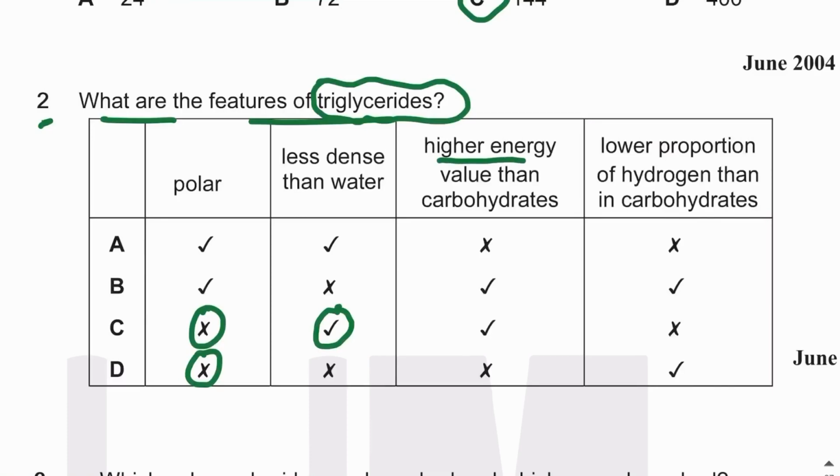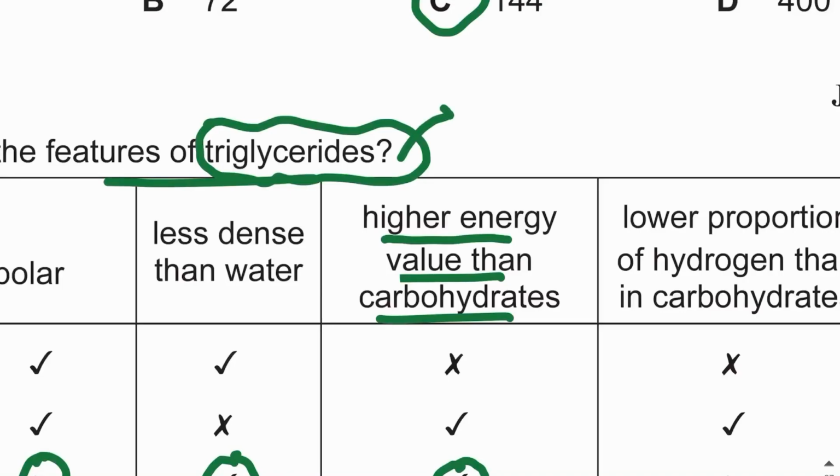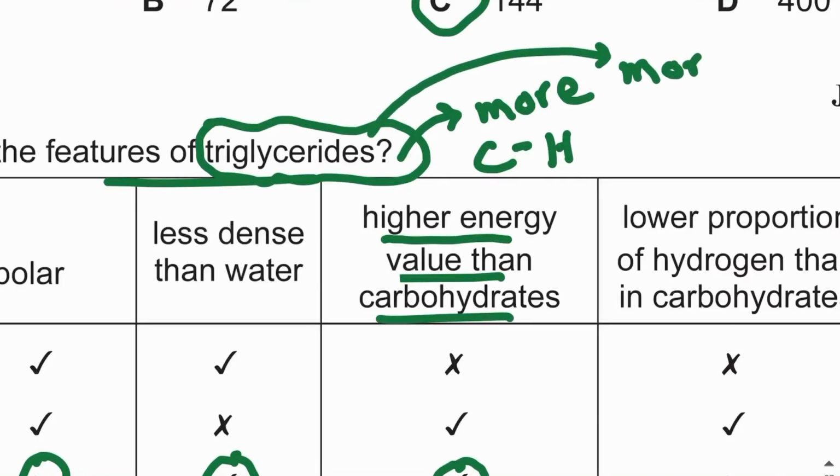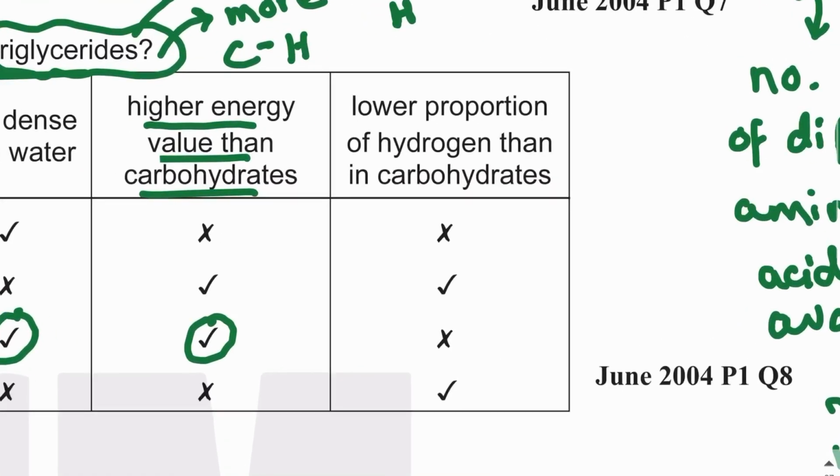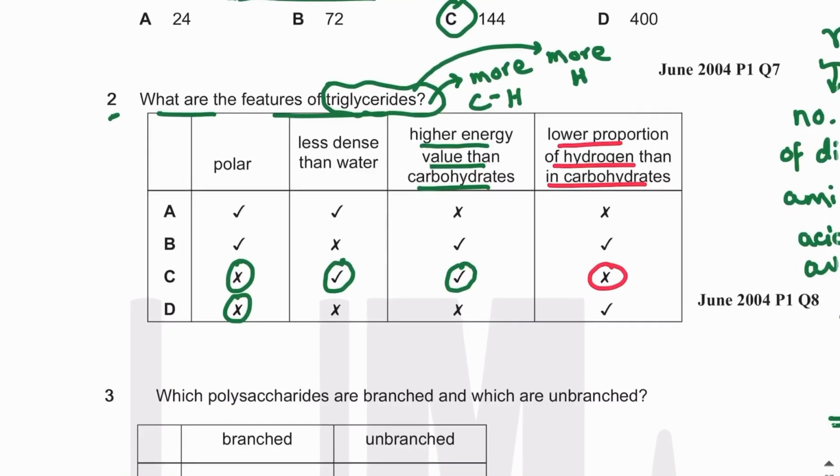If we talk about higher energy value than carbohydrates, so yes, triglycerides have a higher energy value as compared to the carbohydrates. That's because triglycerides have more carbon hydrogen bonds, or we can say triglycerides have more hydrogens. So guys, whenever there are more hydrogens, the molecule has more energy value, because in respiration these hydrogen atoms are oxidized to release energy, right? So always remember that point, that the triglycerides have more carbon hydrogen bonds and more hydrogens as compared to the carbohydrates, so they have a higher energy value, because in respiration the carbon hydrogen bonds are broken to release energy and hydrogens are oxidized to release energy, right? And triglycerides have a lower proportion of hydrogens than carbohydrates. This is wrong. Triglycerides have a higher proportion of hydrogens as compared to the carbohydrates. So the answer is C.